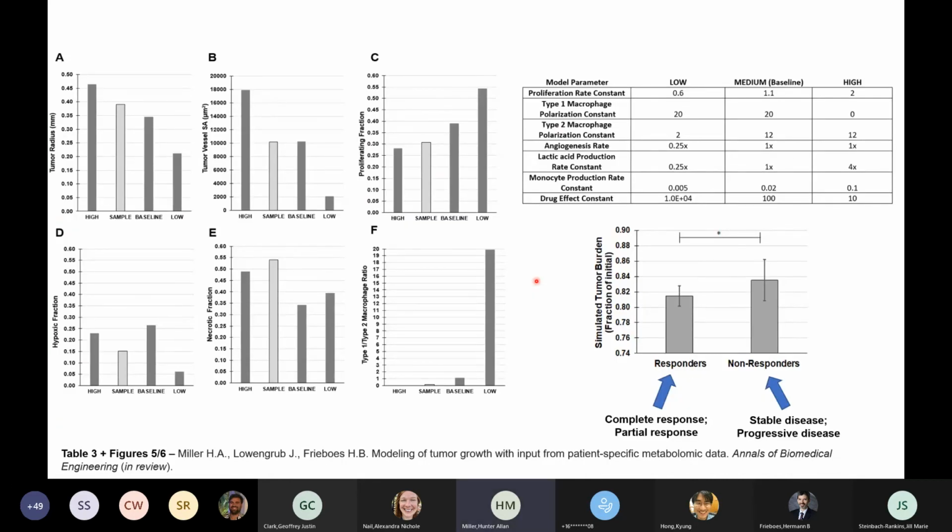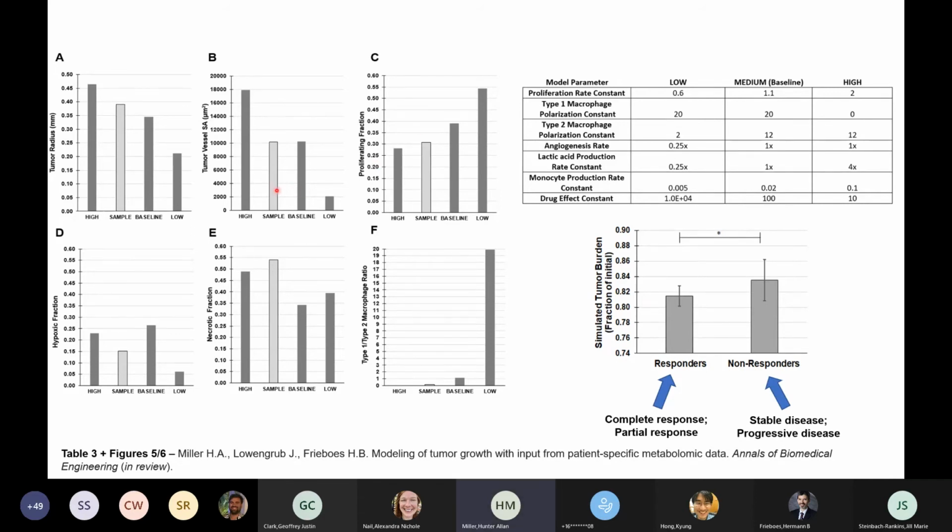So we simulated 4 cases representing high baseline and low parameter values, and included a representative patient-specific sample case whose parameter values were specified in the previous table. After the specified growth period of 400 hours, the sample case followed a consistent pattern regarding tumor radius, tumor vessel surface area, and proliferating tissue fraction.